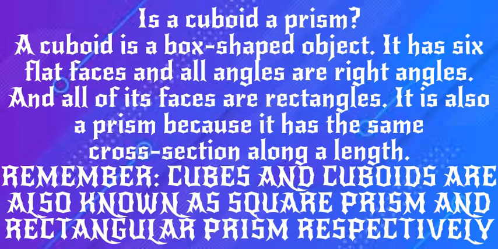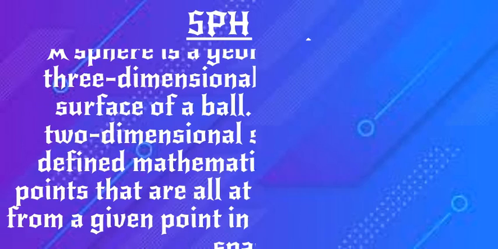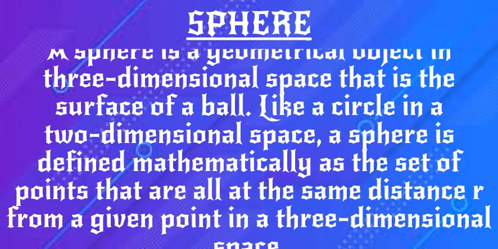Is a cuboid a prism? A cuboid is a box-shaped object. It has 6 flat faces and all angles are right angles. And all of its faces are rectangles. It is also a prism because it has the same cross-section along a length. Remember, cubes and cuboids are also known as square prism and rectangular prism respectively.